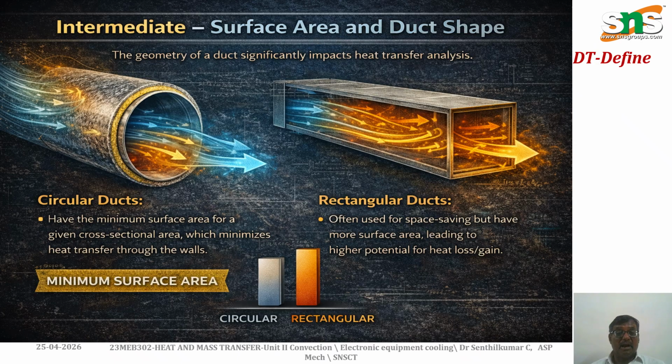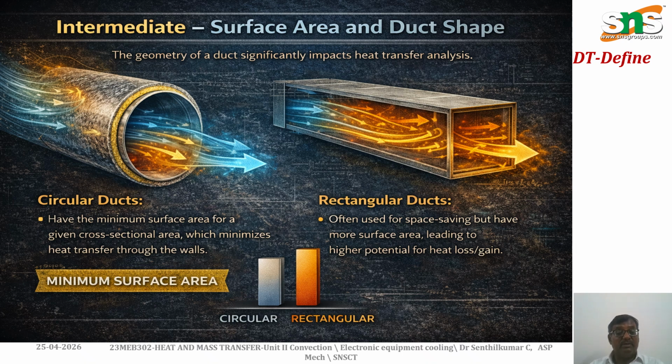So, coming to the next slide: intermediate surface area and duct shape. We all know that duct shape is very important, because it is designed based on the requirement of the area, the place, the coldness, and the climate, the tropical condition. So many parameters are there. Here I have shown two geometrical shapes: one is a circular duct, another is a rectangular duct.